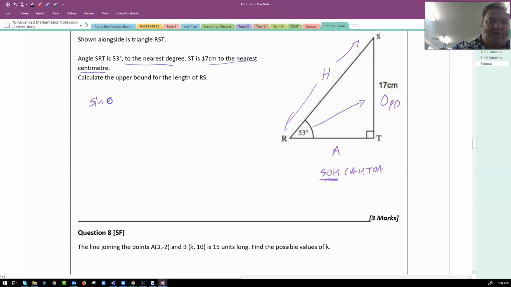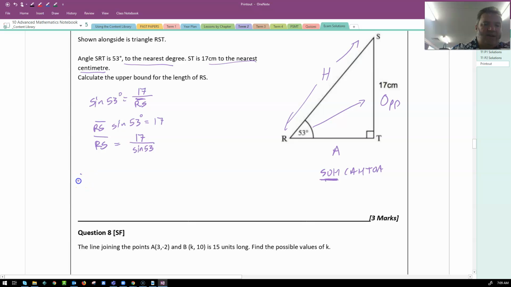Sine of 53 degrees equals the opposite side, 17, divided by the hypotenuse, which is what I'm looking for, which is RS. A little bit of rearranging. RS sine 53 equals 17. I'll go through the steps slowly this time. I skipped them on the previous trig question. Let's make sure I'm kind to you this time. So 17 over sine 53.